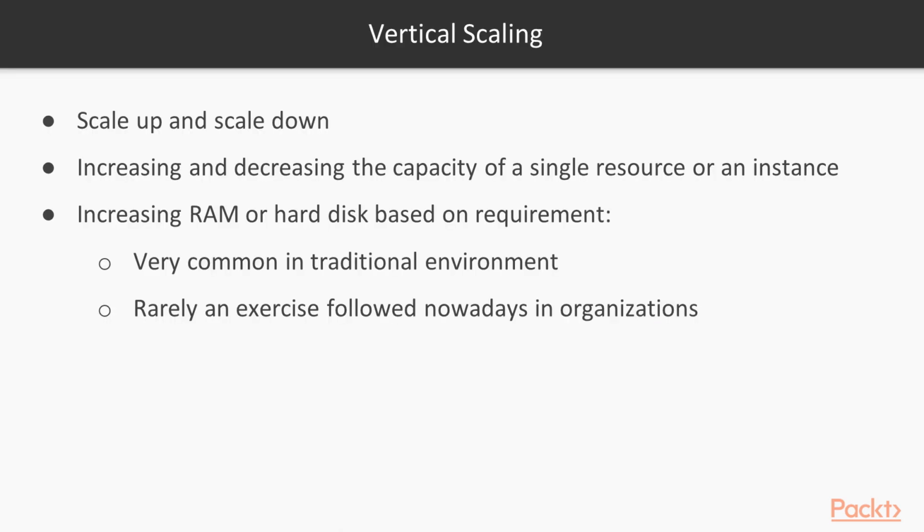Vertical scaling is scale up and scale down. It is all about increasing and decreasing the capacity of a single resource or an instance. For example, increasing RAM or hard disk based on the requirement is something we often find very common in the traditional environment. Scale down is rarely an exercise that is followed nowadays in organizations.